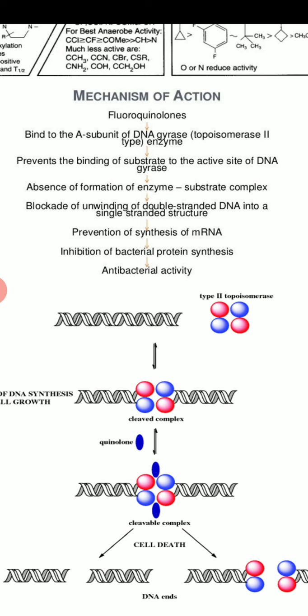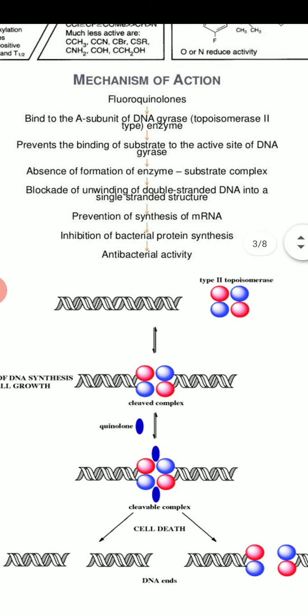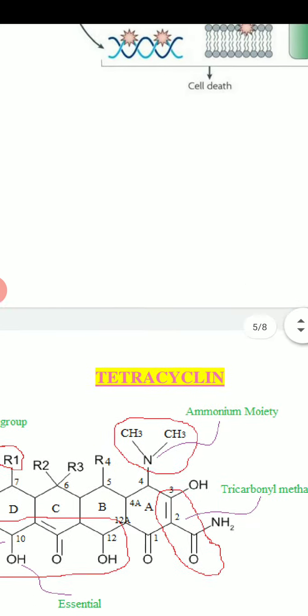quinolone antibiotics. Once again, I am sharing this mechanism. If you follow the diagram, all the quinolone antibiotics bind to the A subunit of gyrase or topoisomerase type 2 enzyme, and prevent the binding of substrate to the active site of gyrase. In absence of formation of the enzyme-substrate complex, it blocks the unwinding of double-stranded DNA into the single-stranded structure and prevents the synthesis of mRNA as well as inhibits bacterial protein synthesis.